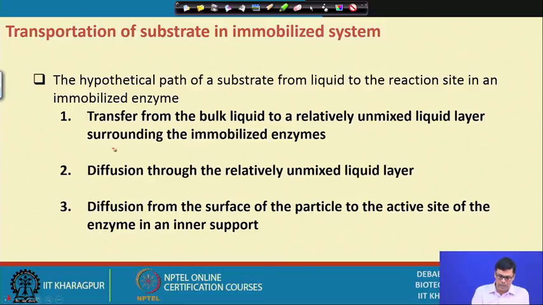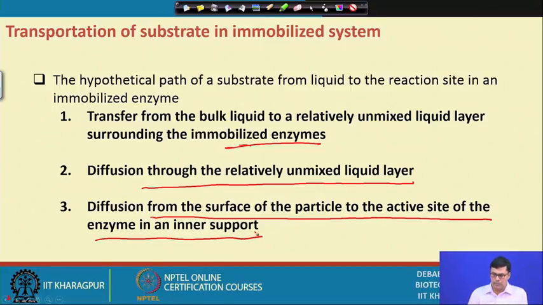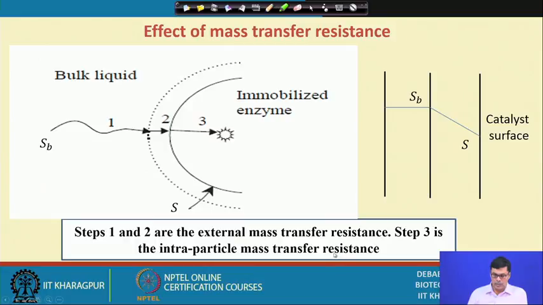liquid layer surrounding the immobilized enzyme, and diffusion through the relatively unmixed layer, and diffusion from the surface of the particle to the active sites of the enzyme, which is on the inert support material. Now you can understand. Let us assume that this is the enzyme we have inside. So, substrate is diffused, this is the unmixed layer, then it diffuses into the surface, then it goes inside the solid matrix.